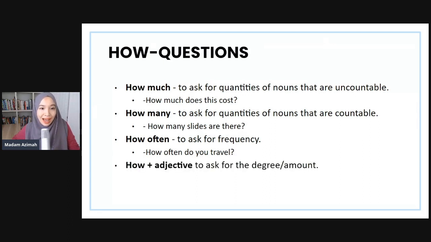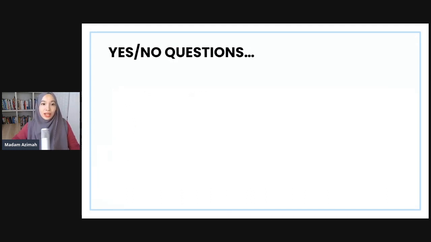As for this one, how plus adjective, it's to ask for the degree or amount of things. So, how big is the venue? Or how handsome is he? If your friend wants to set you up with a friend or whatever, you can look at the degree, the amount of handsomeness or something. So how questions are used in such a way. Now let's look at the next type of questions.